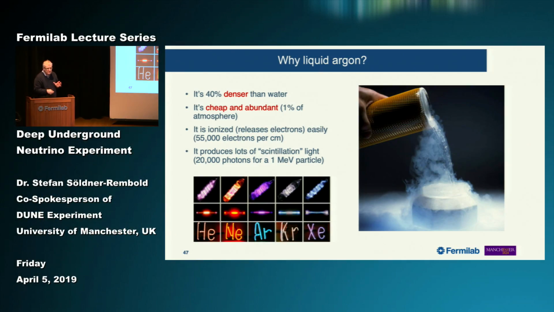Why argon? Well, it's denser than water. That's good, because the more the merrier with neutrinos. The denser it is, the better. Secondly, it's relatively cheap and abundant. I know you probably don't need argon in your kitchen, but it's about 1% of the atmosphere. And because there are lots of companies out there that make liquid air, they actually produce argon as a byproduct. The price is about $1 a liter, or $4 a gallon.